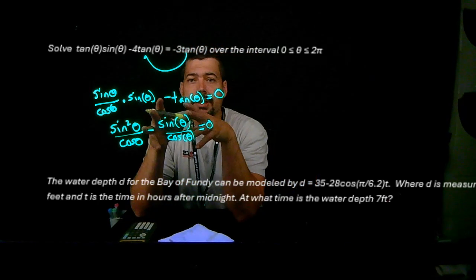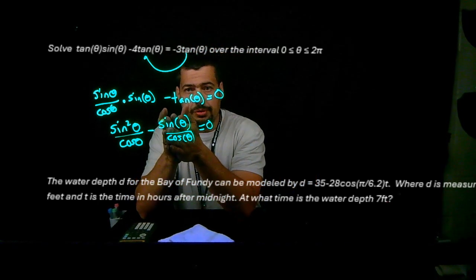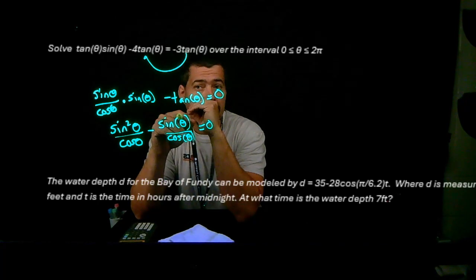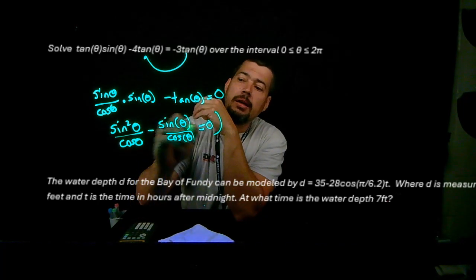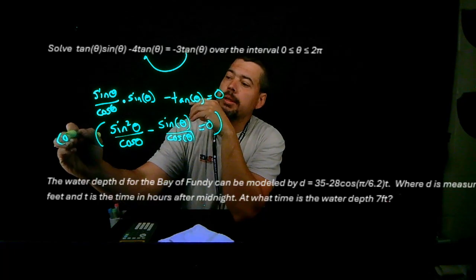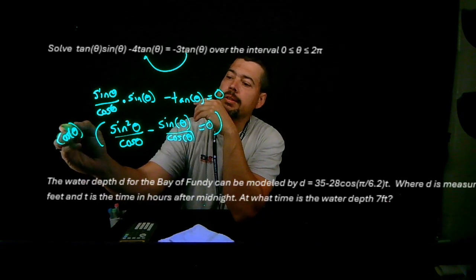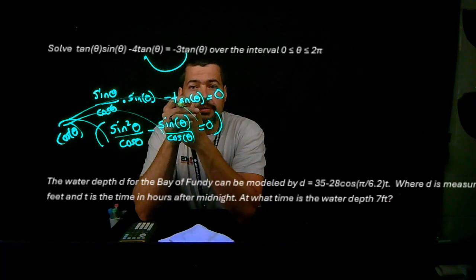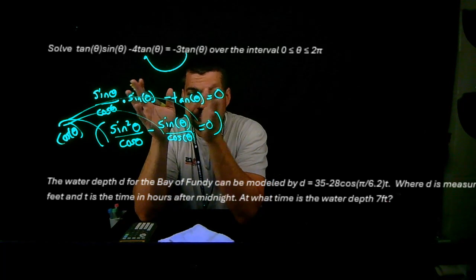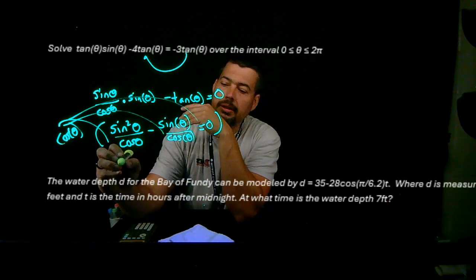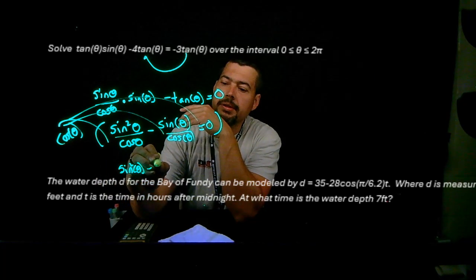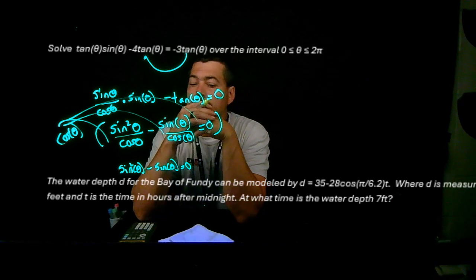There's a couple of things I could do here. I could combine those two pieces, or, and hear me out here, I could clear the fractions. What I'm going to do is multiply every stinking thing in this by the cosine of theta. And that's going to make the fractions disappear completely. And I am left with a line that says sine squared of theta minus sine of theta is 0.